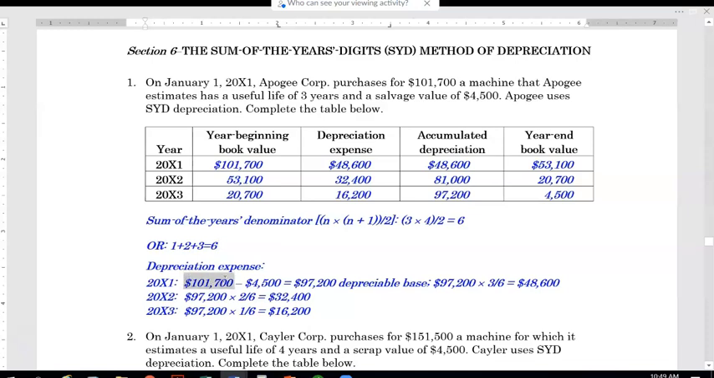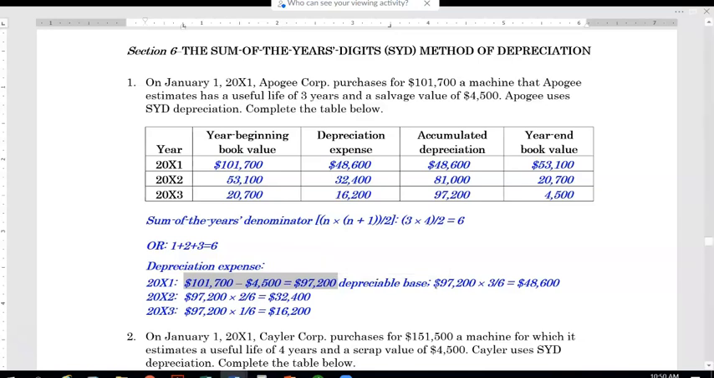So now that you need your denominator, you just need to say, okay, my original cost is 101,700 minus residual value. Remember, residual value, you always need it at the beginning. The only method that residual value you don't need in the beginning is double declining. Other than that, residual value is always needed at the beginning. Okay, so 101,700 minus 4,500 residual value gives us $97,200 depreciable base. That's all we're going to depreciate, 97,200.